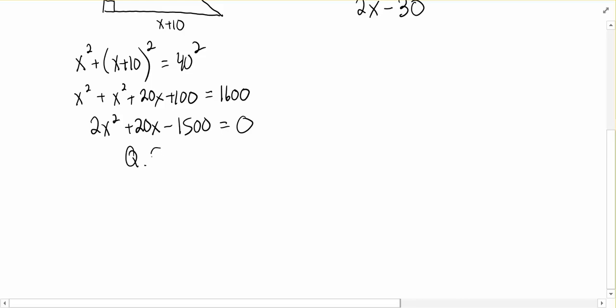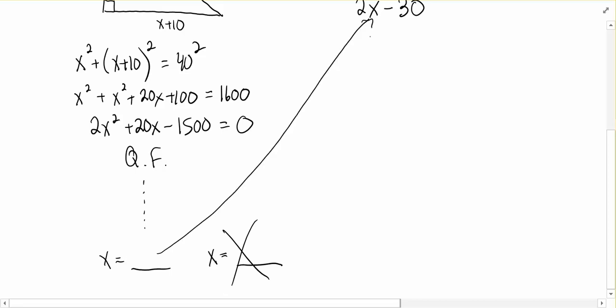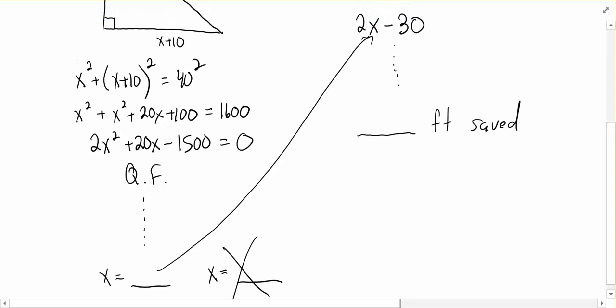At this point, I could use the quadratic formula until I get two answers. One of those answers is going to be unreasonable because it's going to be negative or something like that. The other one's going to be reasonable. I then plug that reasonable number in until I come down to figure out how many feet were saved. And that's the basic approach to that particular problem. You just got to use the quadratic formula on that quadratic equation to figure out what x is.